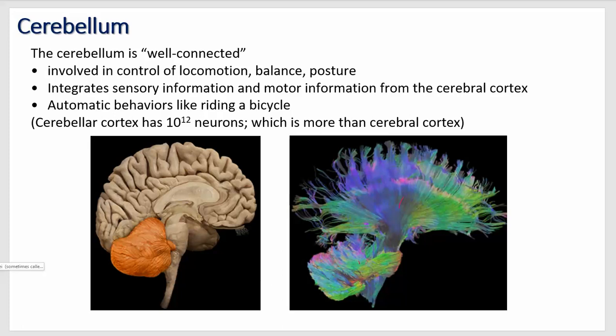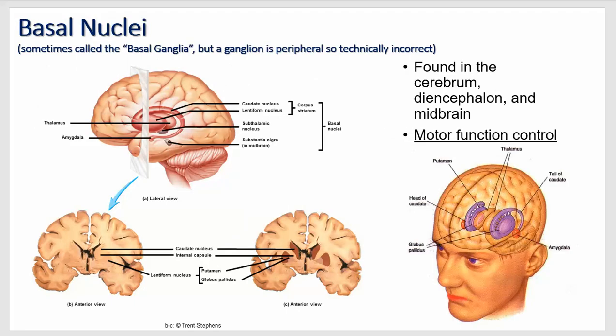Okay, so of that structure, the cerebellum, I have here cerebellar cortex has 10 to the 12th neurons, which is a whole bunch. It is smaller than the cerebrum, but it has more neurons than the cerebrum. Okay, but it can't think of things. It can't think of what you want to have for lunch. At least I don't think it can.